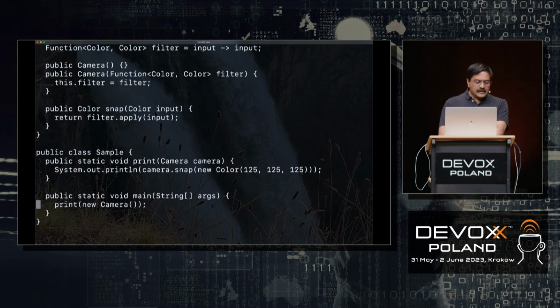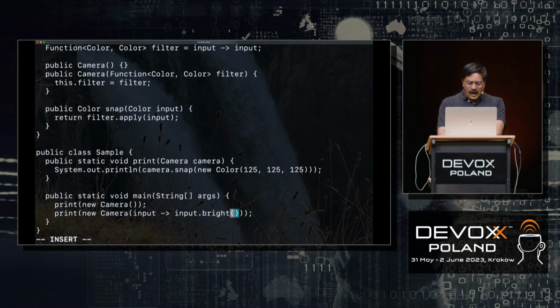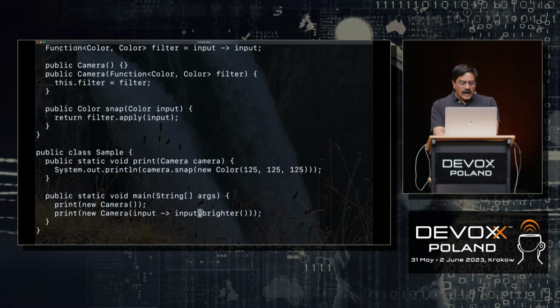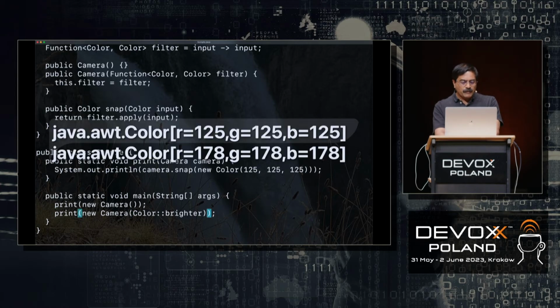So as a result now, you could go back to this and say, well, given an input, I want to return an input dot brighter, maybe. We'll make it a brighter color. And this is going to brighten up the color, if you will. So 125 became 178. Or, as you know, you could simply replace this with a color, and you can simply pass a method reference to it as well, so that becomes a lot easier to pass it.